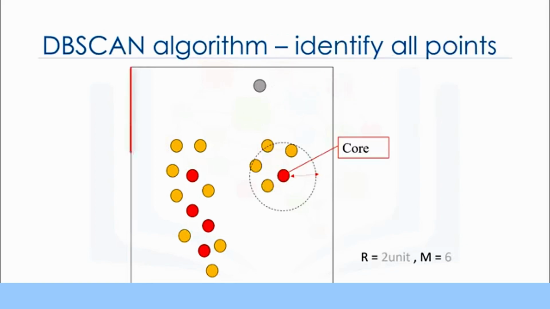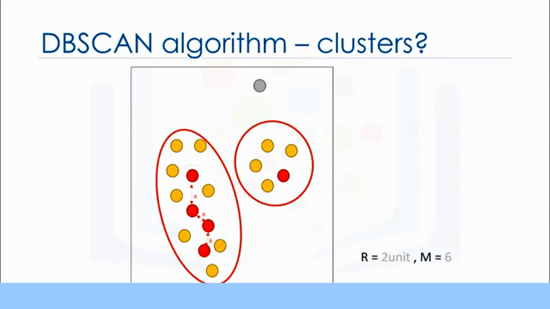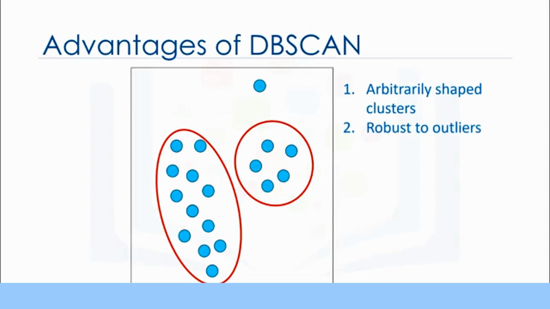We continue and visit all the points in the dataset and label them as either core, border, or outlier. The next step is to connect core points that are neighbors and put them in the same cluster. So, a cluster is formed as at least one core point plus all reachable core points plus all their borders. It simply shapes all the clusters and finds outliers as well. Let's review this one more time to see why DBSCAN is cool. DBSCAN can find arbitrarily shaped clusters. It can even find a cluster completely surrounded by a different cluster. DBSCAN has a notion of noise and is robust to outliers.